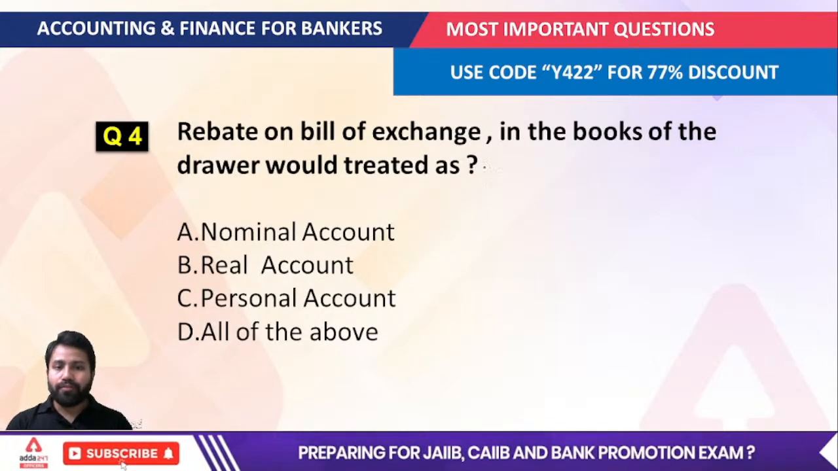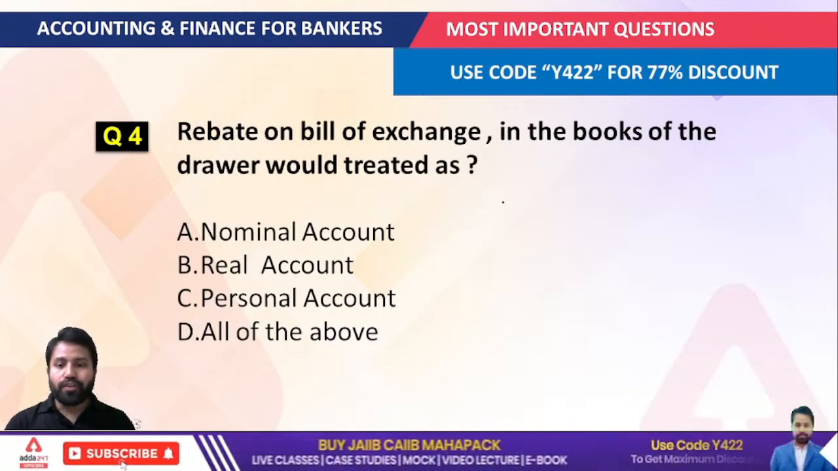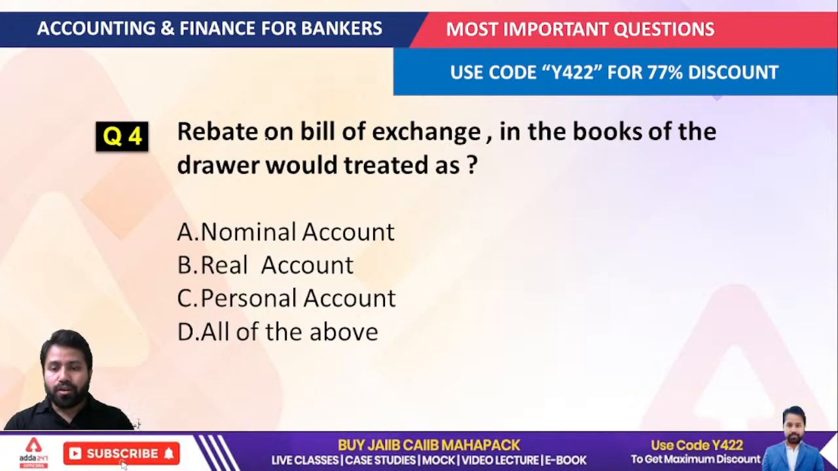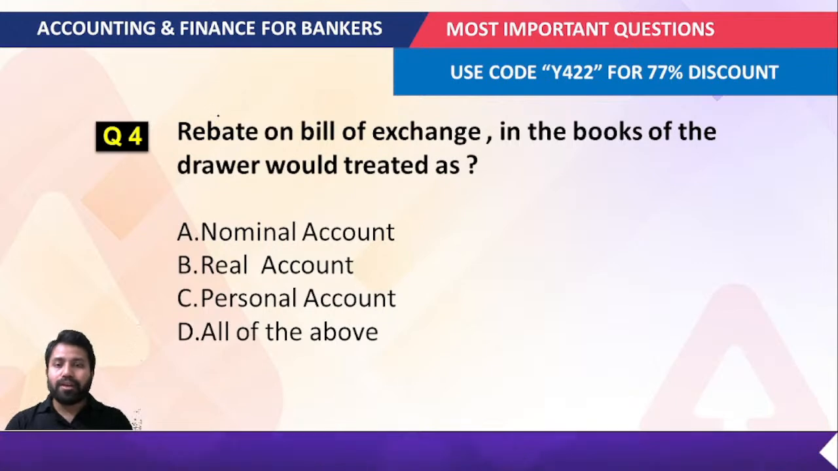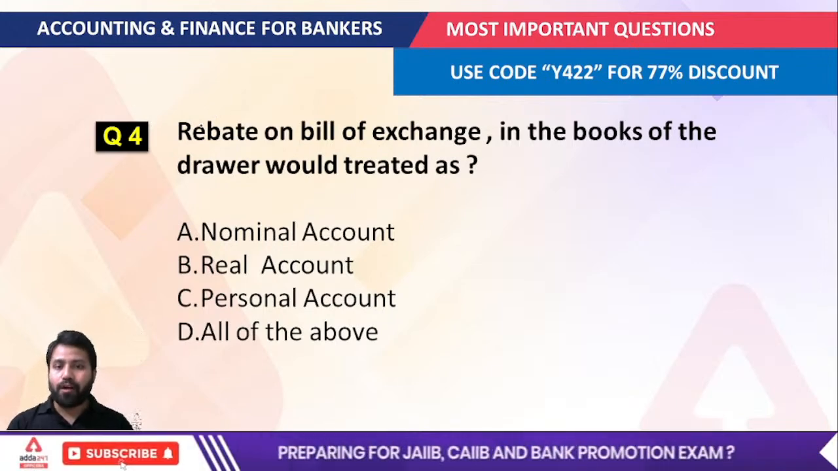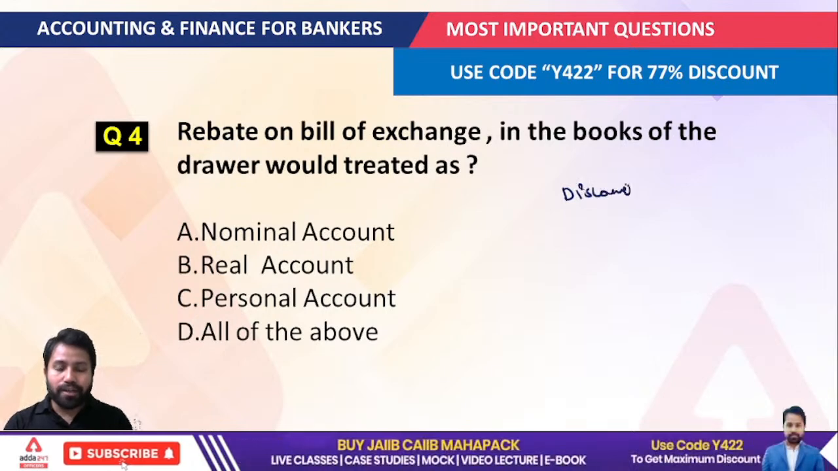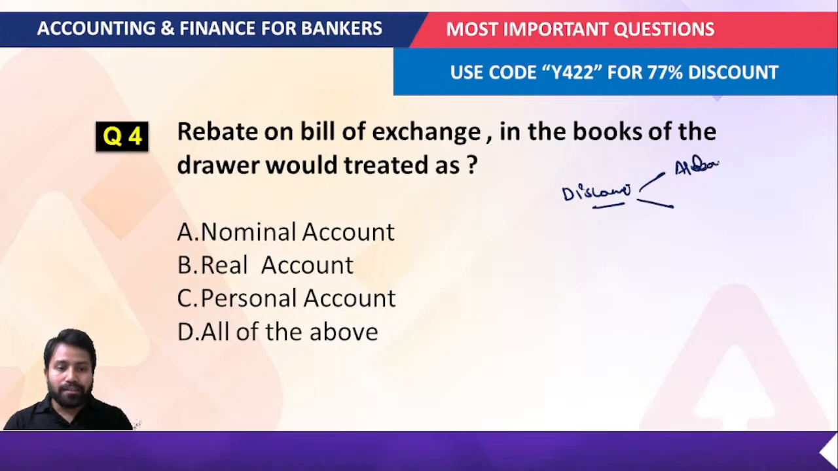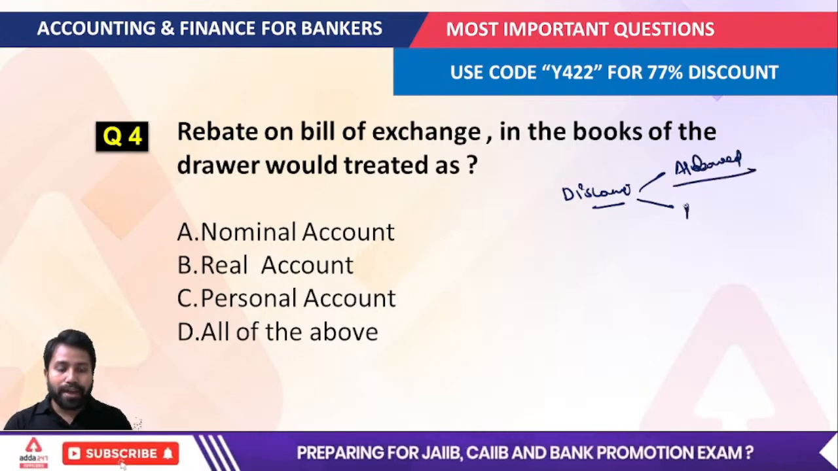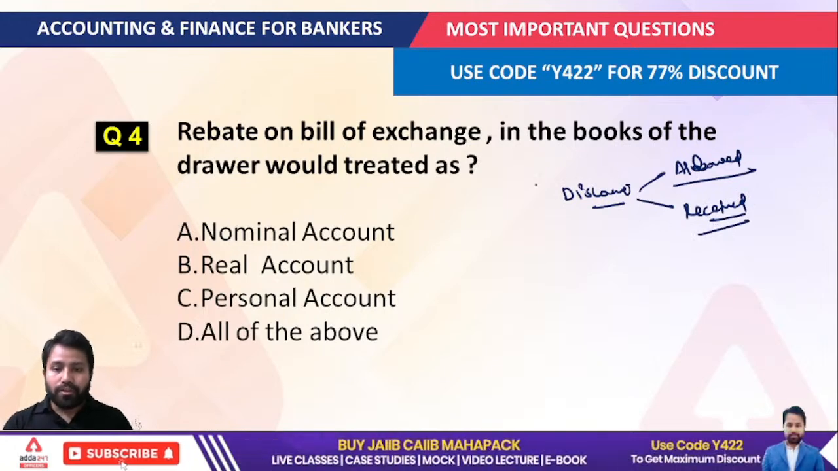Rebate on the bill of exchange in the books of the drawer would be treated as. Now if I talk about the rebate, you can understand it as a type of discount. Whenever we are talking about discount, you can understand it is of two types: one is discount allowed, and another is discount received.